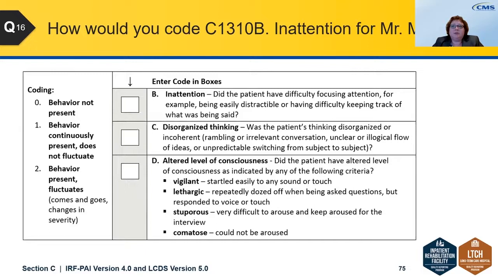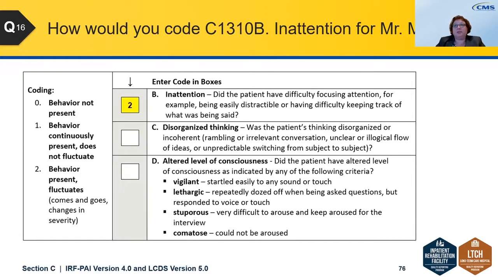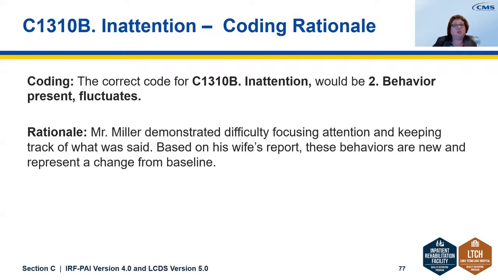I'll give this one a few more seconds. Okie doke, let's close that poll and see how we did. Most of you thought it was 2, behavior present fluctuates. So let's see what the correct answer is. The correct answer is indeed 2, behavior present fluctuates. Now, Mr. Miller demonstrated difficulty focusing attention and keeping track of what was said. Based on his wife's report, these behaviors are new and represent a change from his baseline.